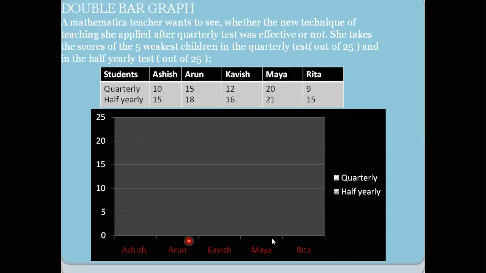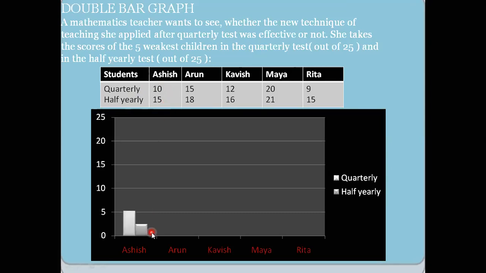So as I said, this is the x-axis and this is the y-axis. Always we take names on the x-axis and marks on the y-axis. So here Ashish, Arun, Kavish, Maya, Rita, and here 0, 5, 10, 15, 20, 25. So here we have taken 1 unit equals 5 marks. This scale is also important, you have to write 1 unit equals 5 marks that I have taken. Now suppose I take Ashish, in quarterly he got 10 marks and in half-yearly he got 15 marks.